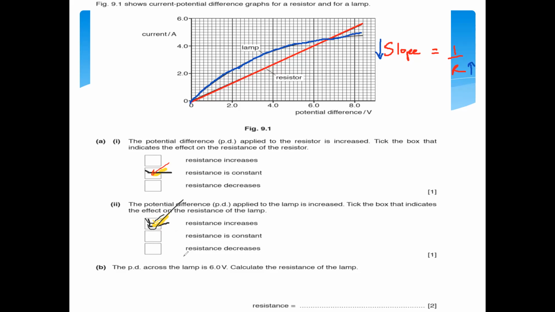Then the last part, the potential across the lamp is 6 volts. Calculate the resistance. The formula to calculate the resistance is voltage divided by current. So using the graph, because we need the resistance of a lamp, how do we work it out? As the voltage is 6 volts, we'll use this graph. When the voltage is 6 volts, what is the current?